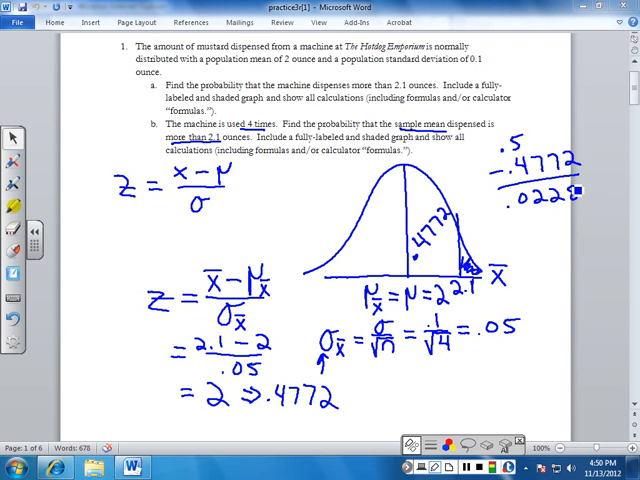So just rehashing. It tells you in the first part you had a normal distribution. It gave you a population mean and a population standard deviation, and it's asking to find a probability. So we're just finding a probability, and we aren't doing H0 and HA or anything like that. We're just finding a probability.